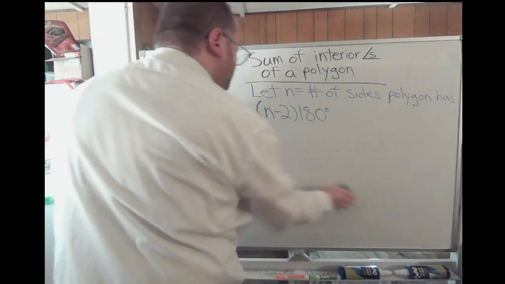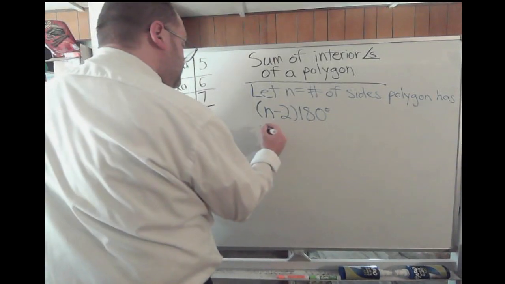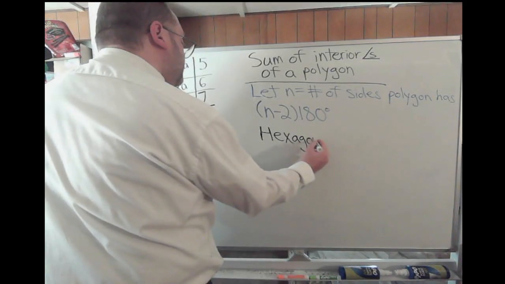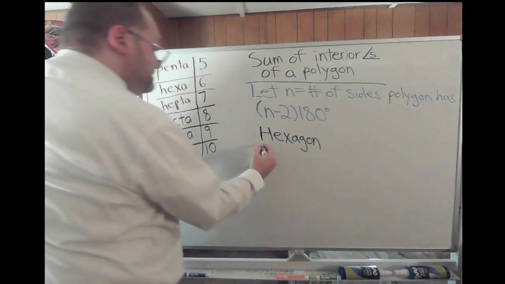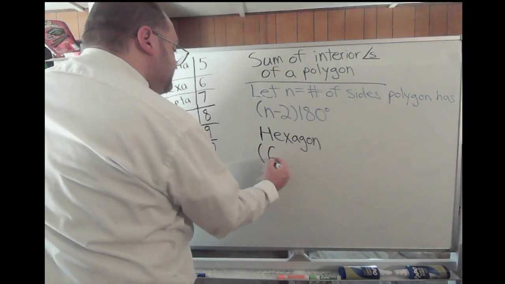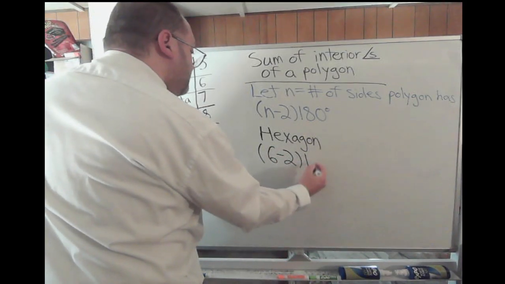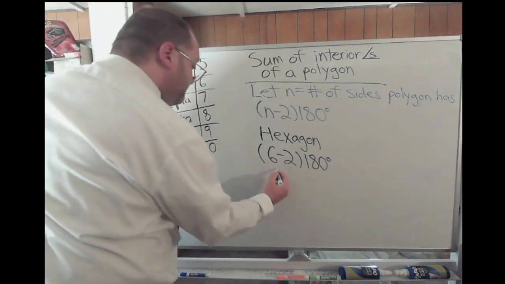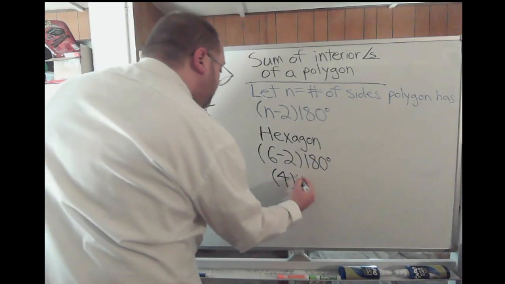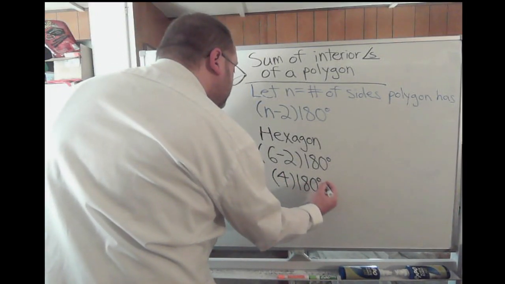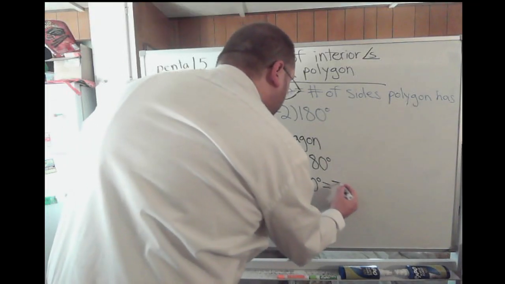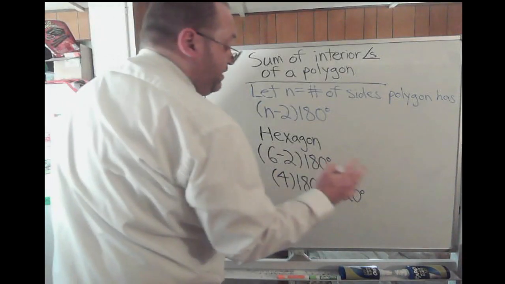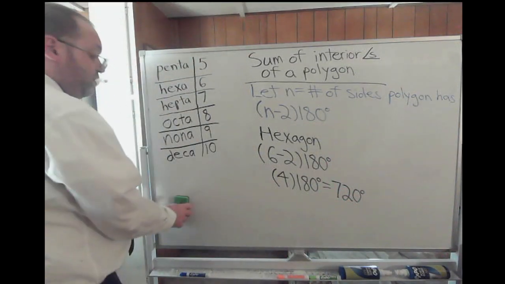Let's do a hexagon for good measure. So we'll do a hexagon. A hexagon has 6 sides, so we'll take the number of sides being 6, minus 2. We're going to multiply that quantity times 180 degrees. So 6 minus 2, well, that's going to be 4. We'll take 4, multiply that times 180 degrees, which would be 720. So the sum of the interior angles of a hexagon, in general, would be 720 degrees.